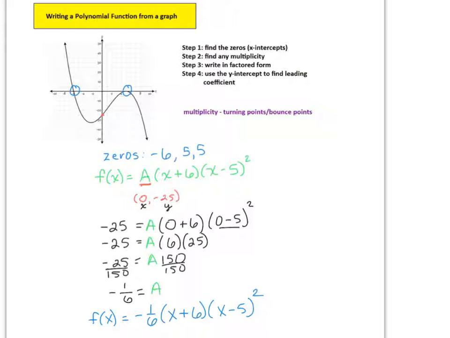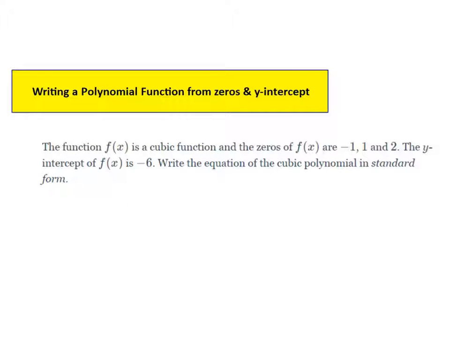So that's just a way to check your function and verify that it does match the graph. Sometimes when you're asked to write the equation, rather than a graph, you're given some information, and from that you can write the equation. In this problem, you're told it's a cubic function, and you're given the zeros and the y-intercept, which is -6. We're asked to write the equation of the cubic function in standard form.